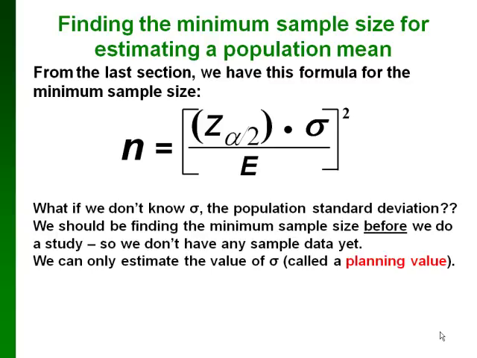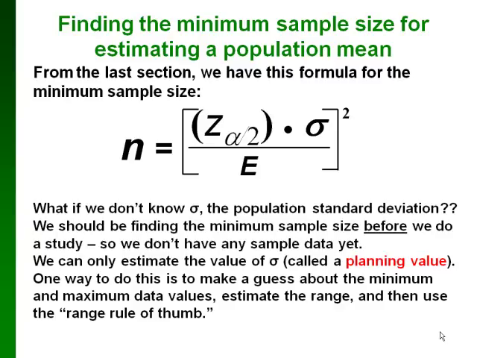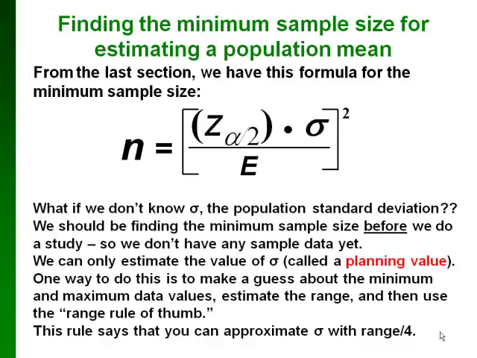This is called a planning value. And one way to do this is to make a guess about the minimum and maximum data values that we might get from the study, use those to estimate the range, and then use what we call the range rule of thumb, which says that an approximation for the population standard deviation is the range divided by 4.